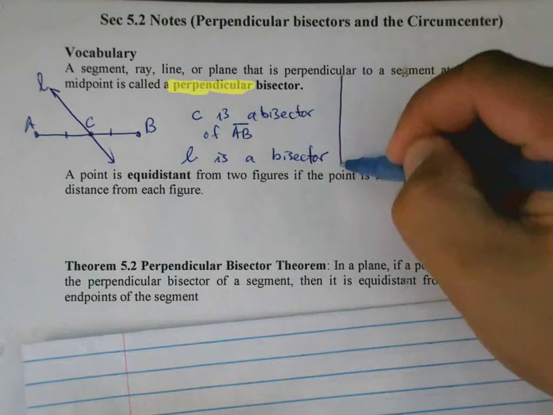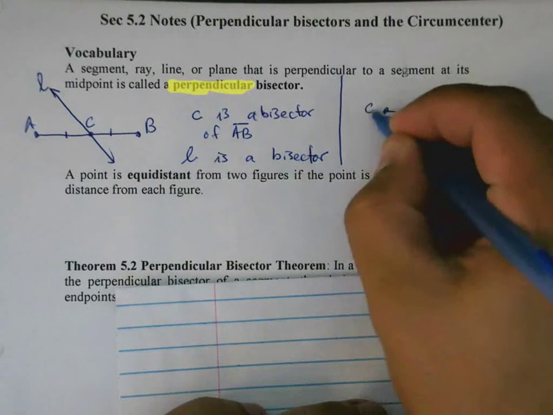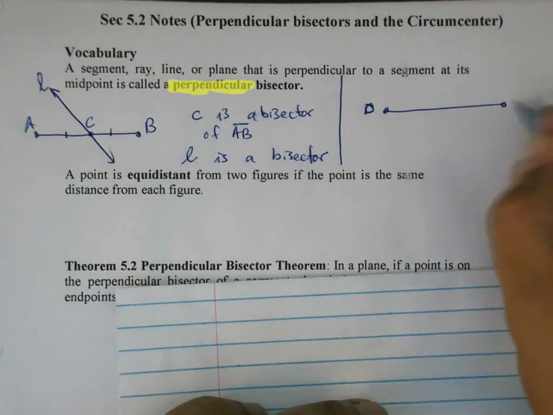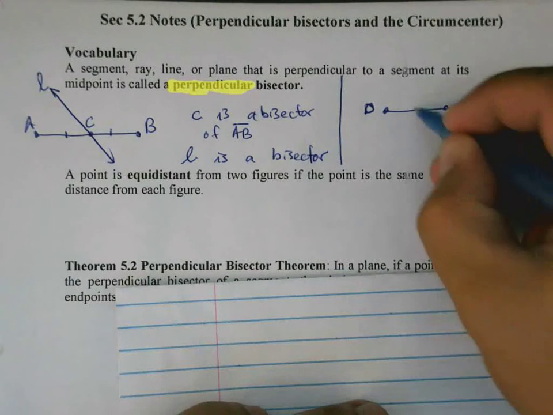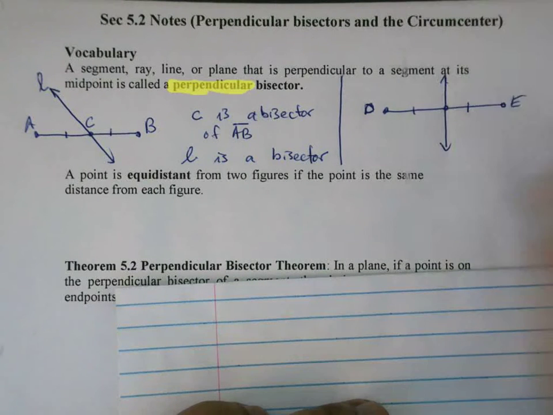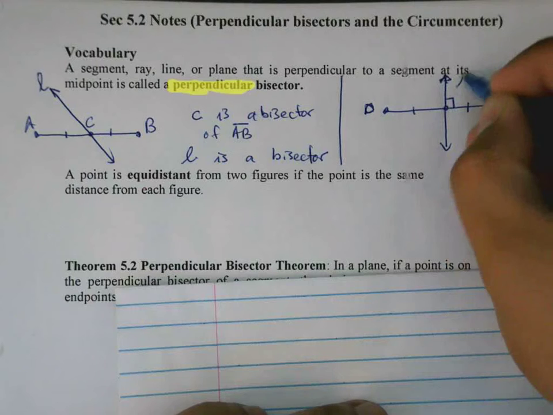So let's say I have a different situation, a line segment from D to E. I have a point here in the middle that cuts this in half, and a line goes through that point such that it forms a 90-degree angle. We'll call this line L2.